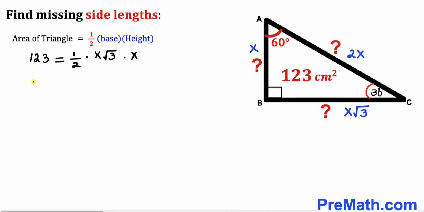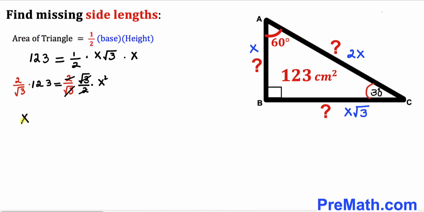So let's simplify. That is going to give us 123 is going to be equal to square root of 3 divided by 2 times x square. And now I'm going to isolate this x square, and I'm going to multiply by the reciprocal of this fraction. In other words, I'm going to multiply 2 divided by square root of 3 on this side, and 2 divided by square root of 3 on the left hand side as well. And here we can see this 2 and 2 is gone. Likewise, square root of 3 and square root of 3 cancel out as well.